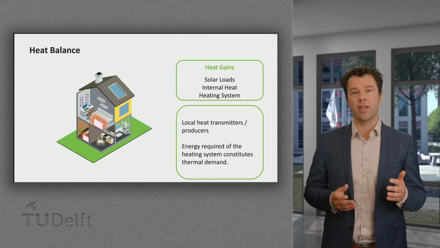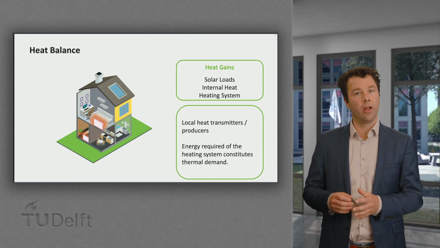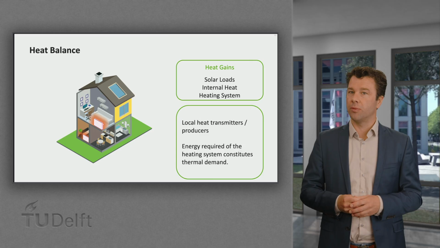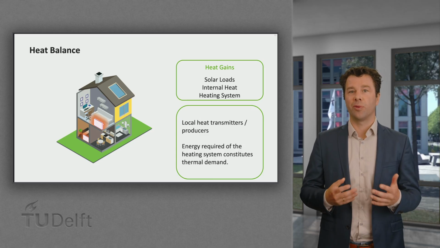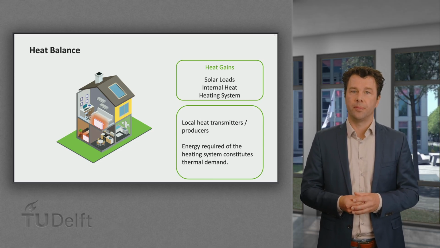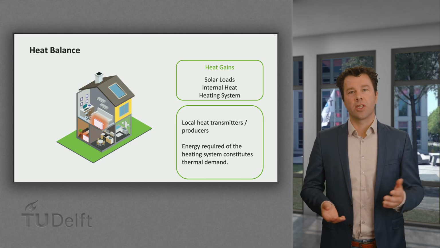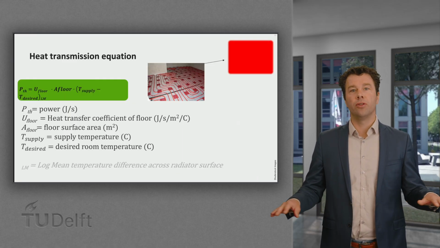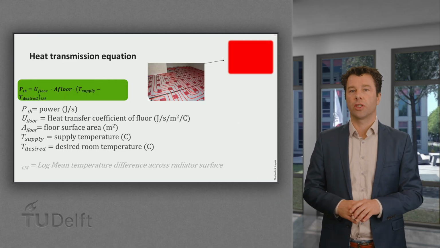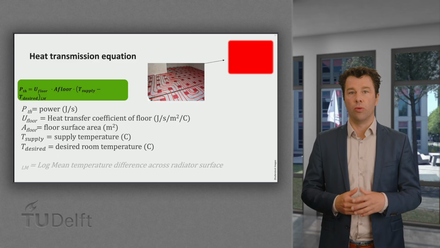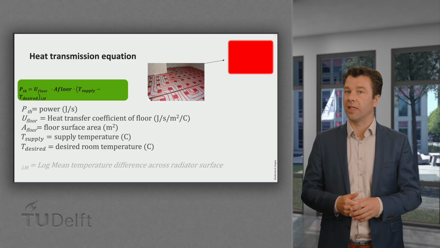When all the heat gains are not enough to compensate for the heat loss, you need a heating system to keep the temperature in the building at the required comfort level. In this example, we simplify an underfloor heating to a 2D surface which exchanges heat with its surroundings, a room in a house, to meet a given demand.